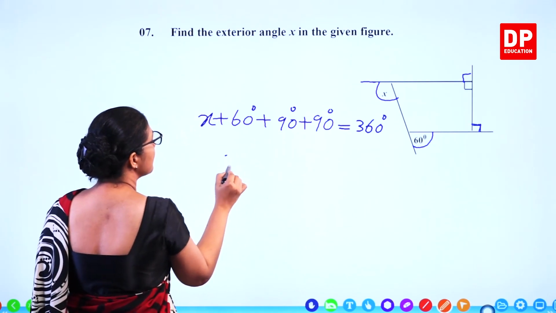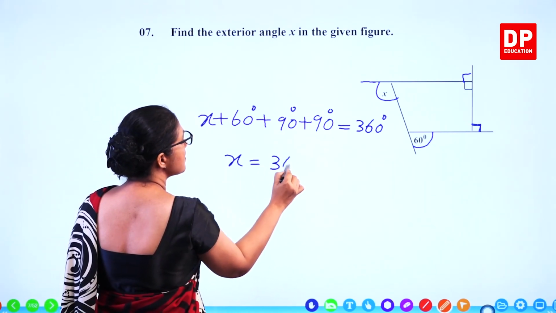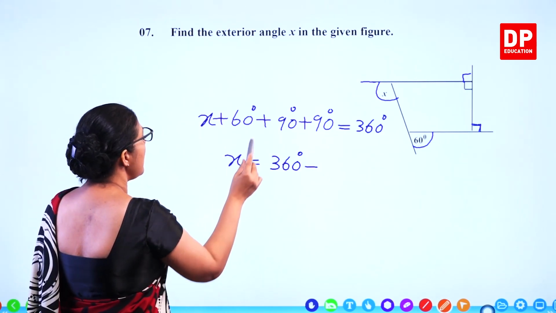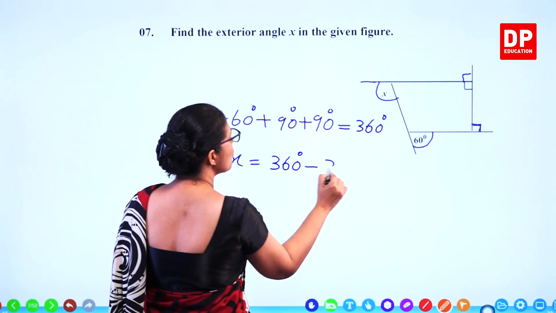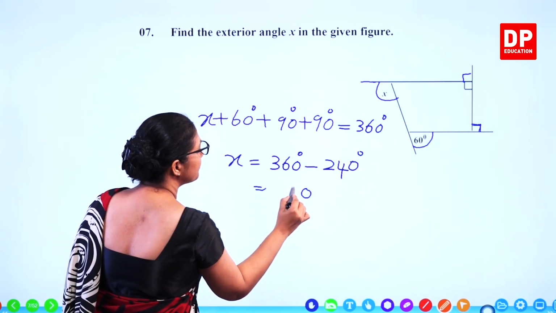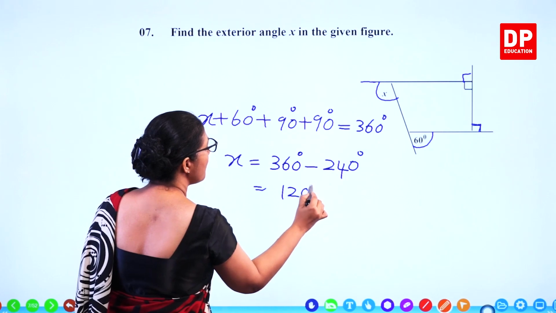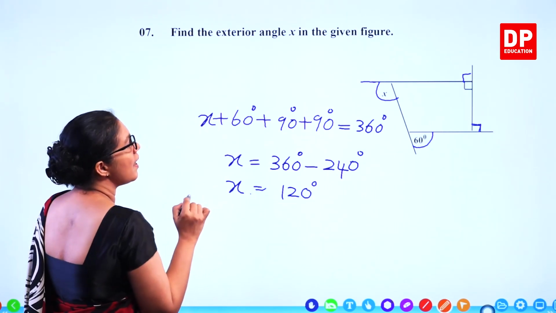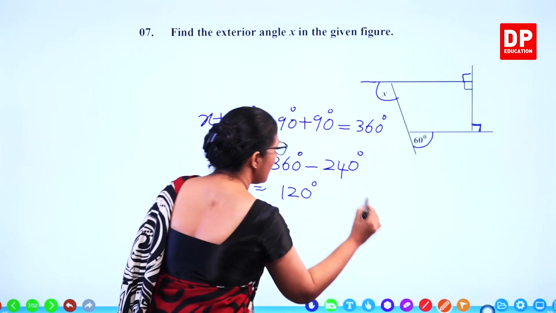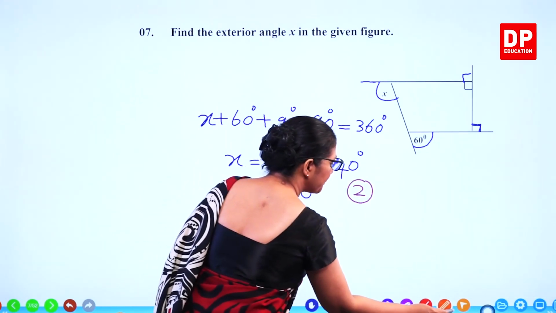So what is x? 360 minus the total. What's the total? 60 plus 90 plus 90 is 240. So you get 120 as x. We can give 2 marks for that.